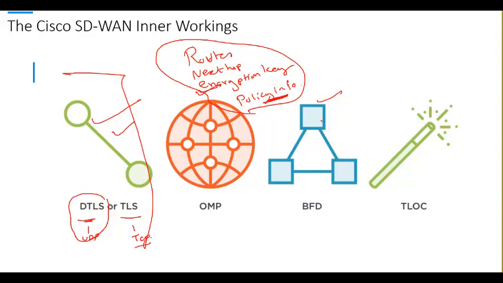So it can tell you whether the tunnel is up or down, how much is the loss of traffic, the latency, the jitter. So between these WAN edges, we have IPsec tunnels, and this BFD protocol determines the up, down, loss, latency, jitter, and even MTU.